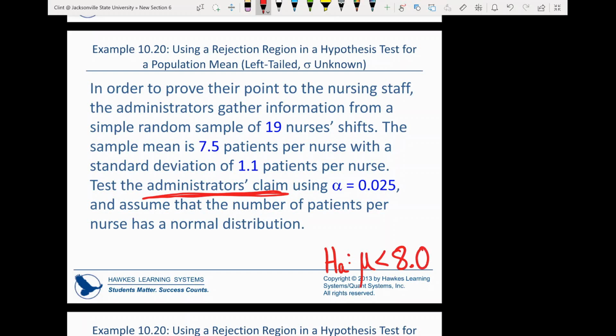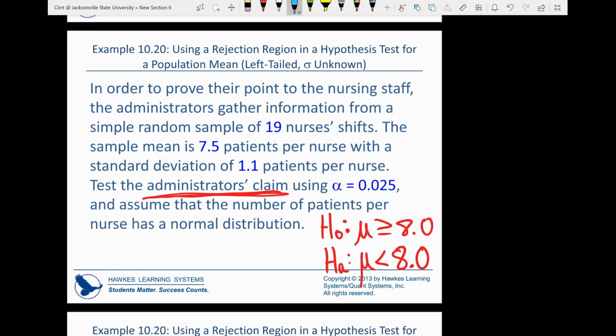Now the nurses, their claim turns out to be the null hypothesis, that the mean is greater than or equal to 8. That would be at least 8. Then we want to do our alternative hypothesis. We want to do our hypothesis test here to decide which claim carries more weight.